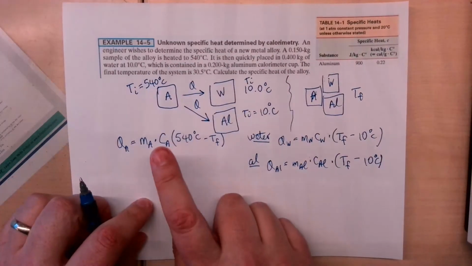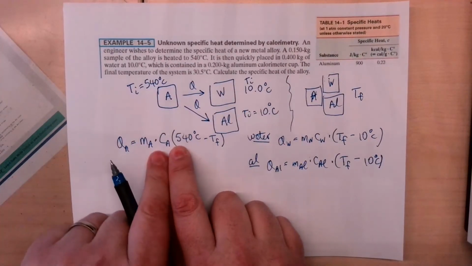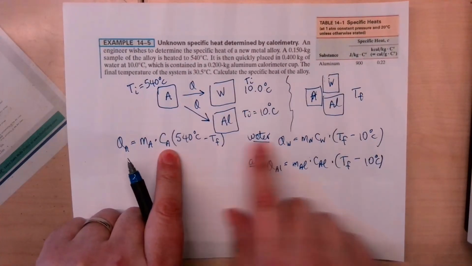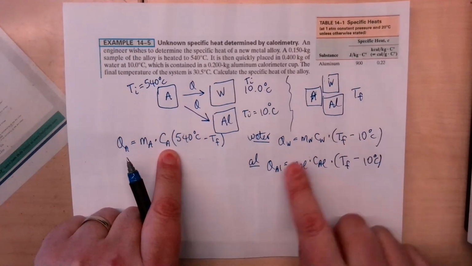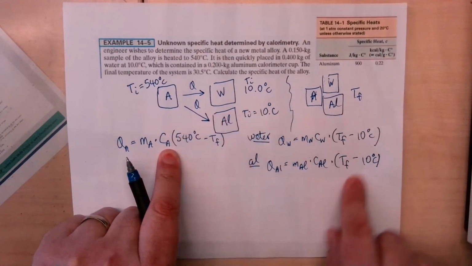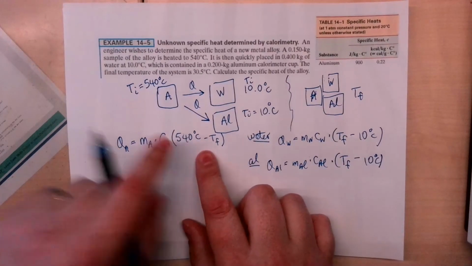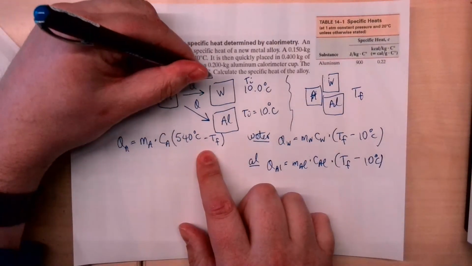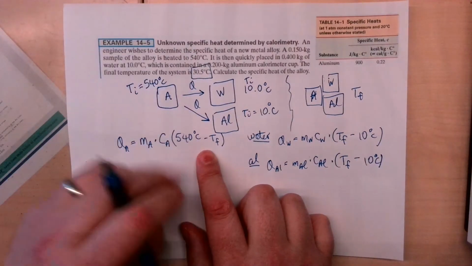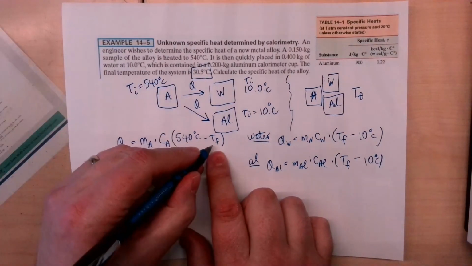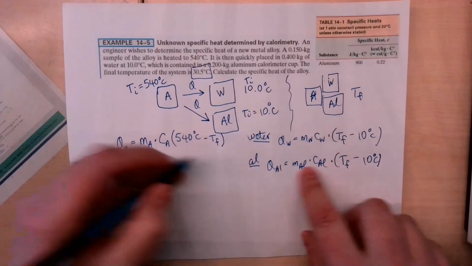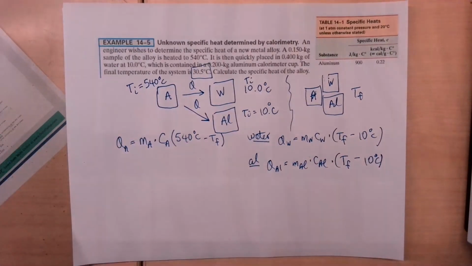So what we say is this: the heat that leaves the alloy, which we're trying to find out, must be the same as what goes into here and what goes into here. We've got two equations, two unknowns, but they tell us the final temperature is 30.5 degrees. That's going to make it a lot easier. So what we're going to do is substitute these in here, and then we're going to equate. And that's what I'll do on the next slide.